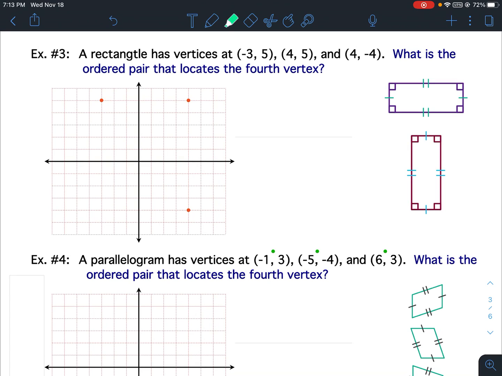The coordinate plane Pre-6 lesson notes. Example number 3. A rectangle has vertices at (-3, 5), (4, 5), and (4, -4). What is the ordered pair that locates the fourth vertex?